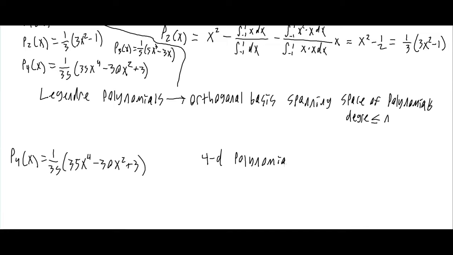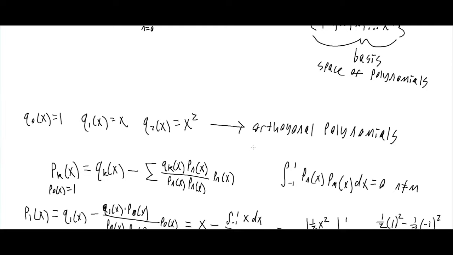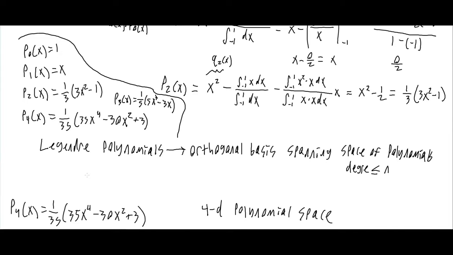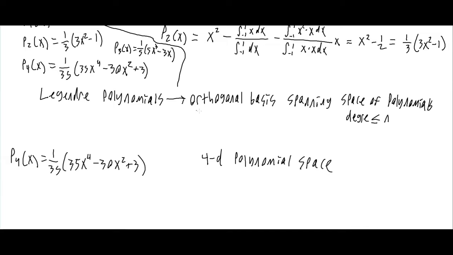And so, to get our bearings here, what we did is we took this basis of the polynomial space, where it's just 1, x, x squared, x to the third, so on up to x to the n, and we used this Gram-Schmidt process to transform them into polynomials that can be used as an orthogonal basis spanning a space of polynomials.